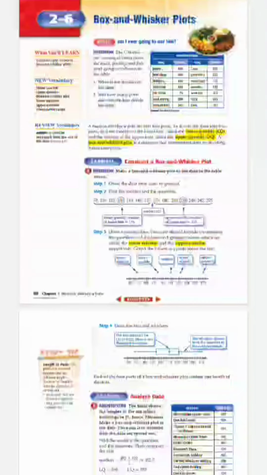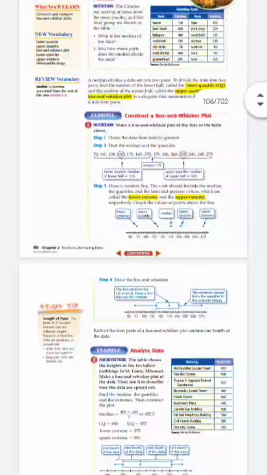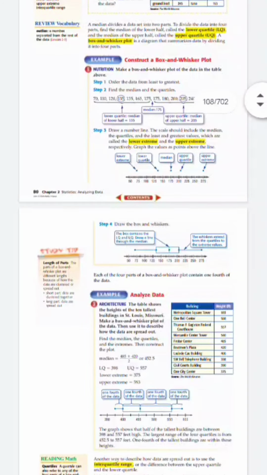Step 1. Order the data from least to greatest. Step 2. Find the median and the quartiles. Step 3. Draw a number line. The scale should include the median, the quartiles, and the least and greatest values, which are called the lower extreme and the upper extreme, respectively. Write the values as points above the line. Step 4. Draw the box and whiskers.